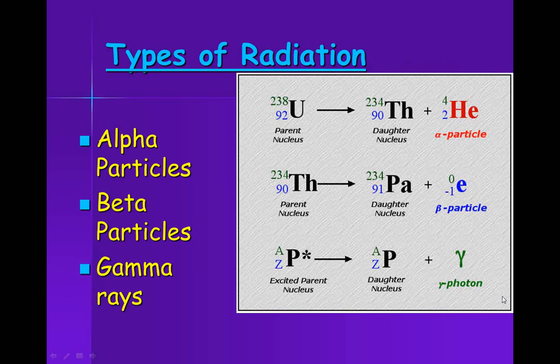Types of radiation. You have alpha, beta, and gamma rays. Alpha particles are particles of helium. Beta radiation is kind of magical. This is where a neutron becomes a proton and emits an electron. And gamma radiation is just pure energy.